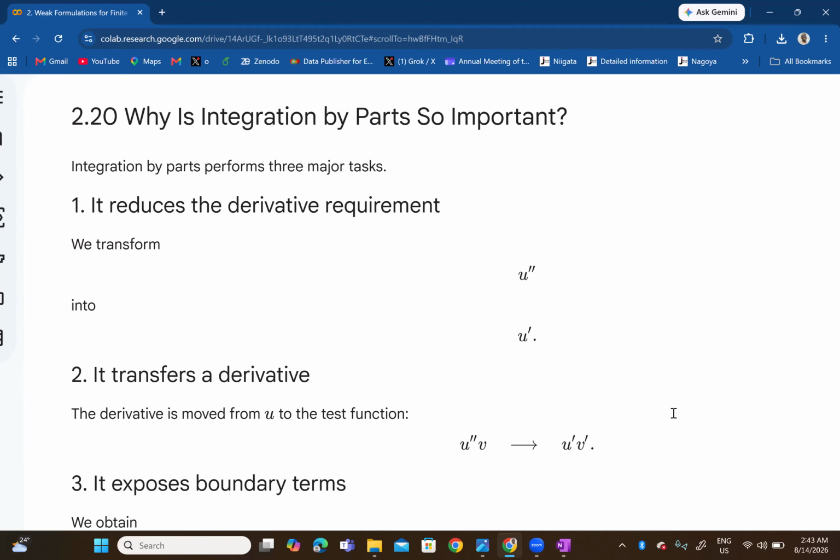So now, why is integration by parts so important here? Integration by parts performs three major tasks. First of all, it reduces the derivative requirement. Then it transfers the derivative, so the derivative is moved from u to the test function. Instead of u prime prime v, we now have u prime v prime. So instead of having a second order derivative, we can have two first order derivatives like that.